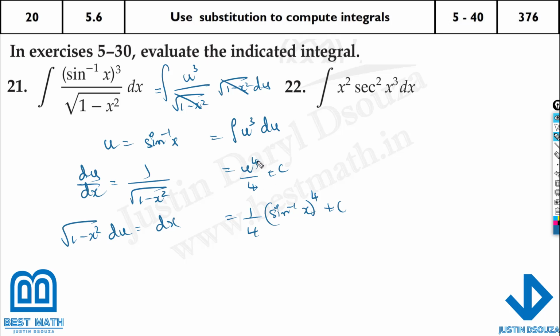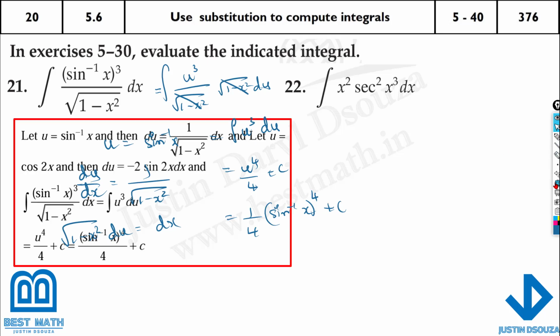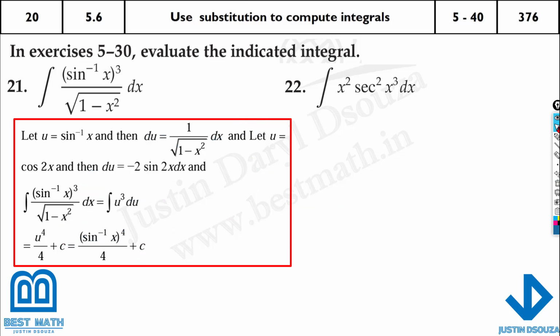U is raised to the power 4, isn't it? U is sine inverse x, correct. The whole raised to power 4. This is the correct answer. So that's what was missing. That's how we solved it.